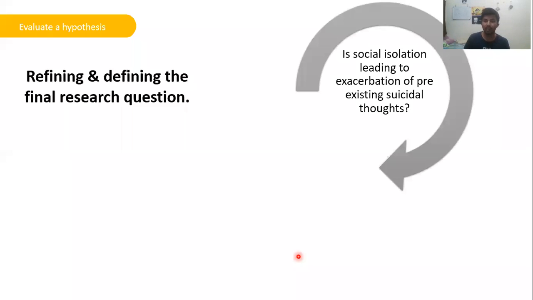Our question was, is social isolation leading to this? So how can we define this? This time I will not change the meaning of the question. The basic gist of the question will stay the same. I will just play with the words. I will use very crisp words, and I will try to make this research question as short as possible, but one which conveys all the information and has very crisp scientific words.